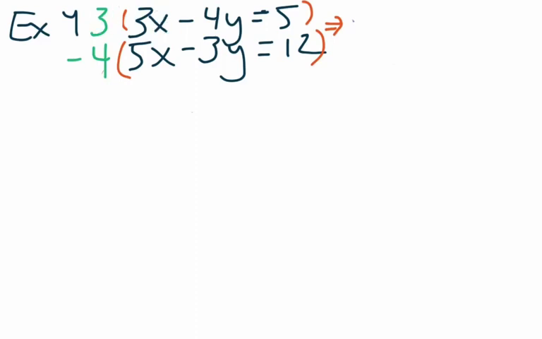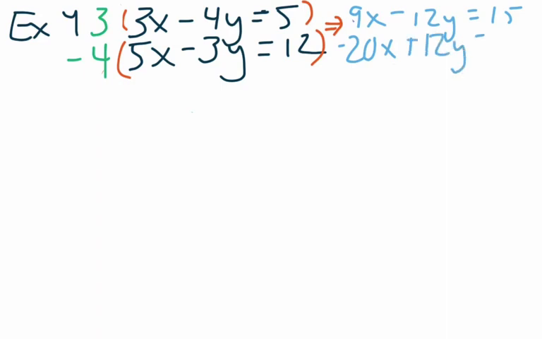3 times 3x is 9x. And then 3 times negative 4y is negative 12y. And then 3 times 5 is 15. Moving across the bottom, negative 4 times 5 is negative 20x. Negative 4 times negative 3y gives me positive 12y. And negative 4 times 12 is 48. Oh, negative 48. There we go.